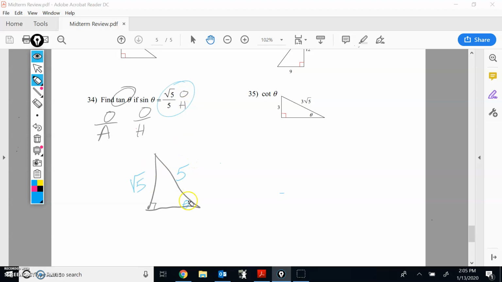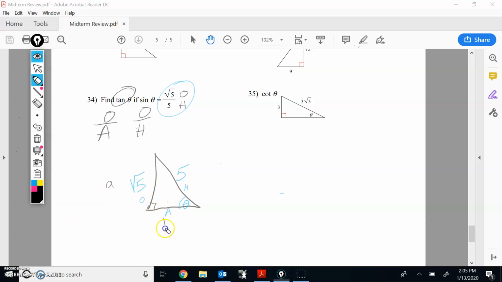Again, from here, here's our theta. Always draw theta on the bottom. You could draw it on the top or whatever, but I like drawing it on the bottom. It's easier to work with. So here's your opposite, here's your hypotenuse. In order to find tan, we need this adjacent side right here. So we're going to do the Pythagorean theorem to find this leg of the triangle.